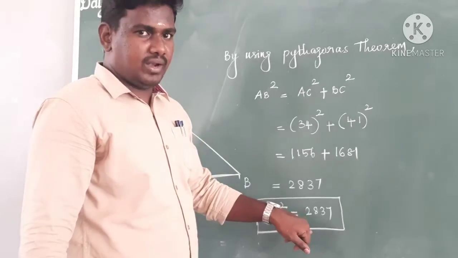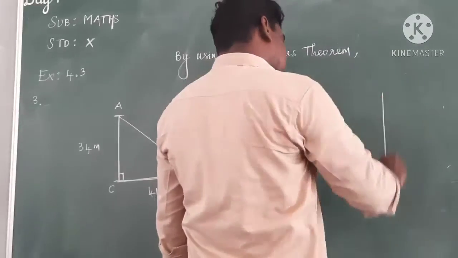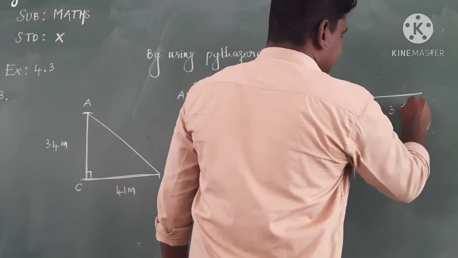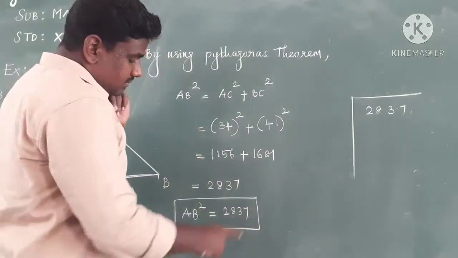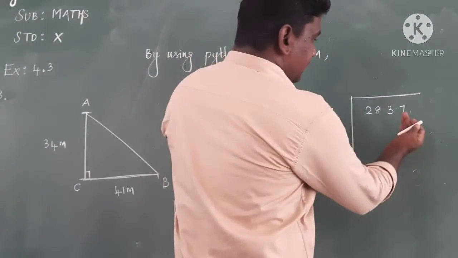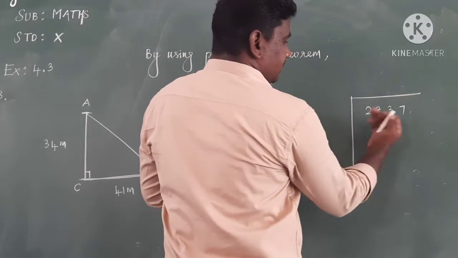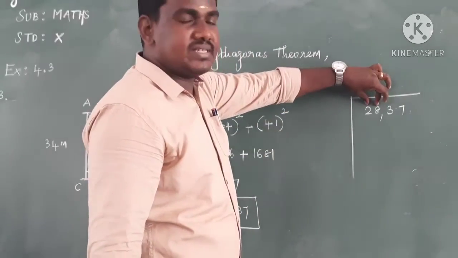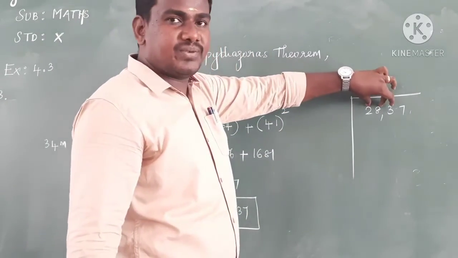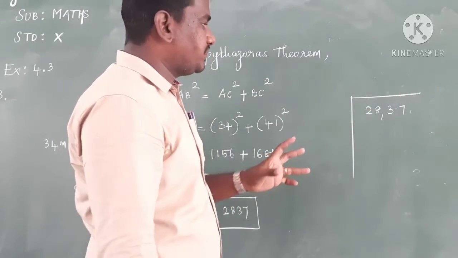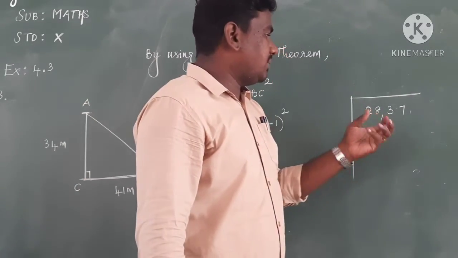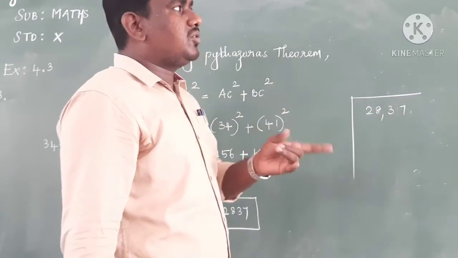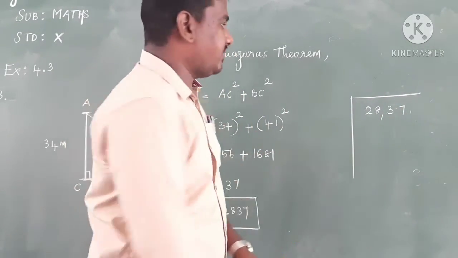It is not a perfect square number. So by using the long division method, 2837. You know very well, from right to left, two places. So first here we can take these two digits, 28. This is not a perfect square number. Now we are going to find a perfect square number which is less than 28, which means 4 square 16 and 5 square 25.